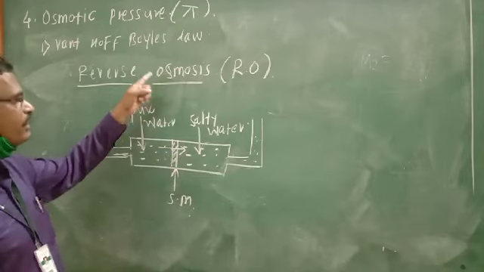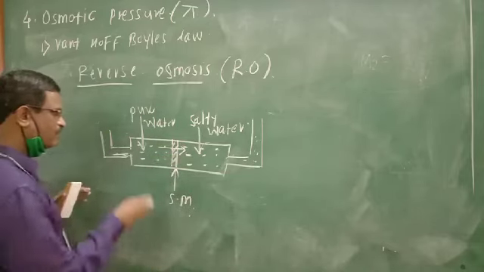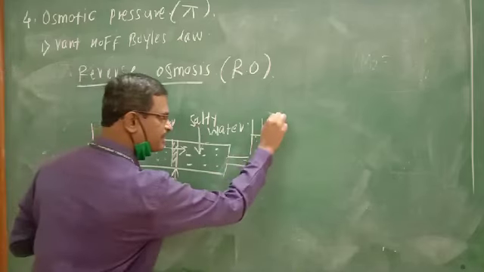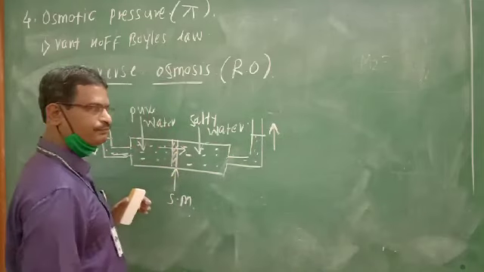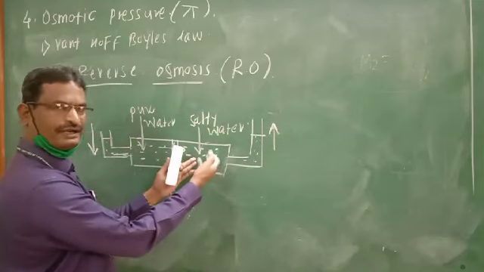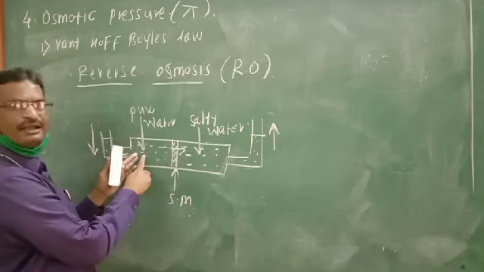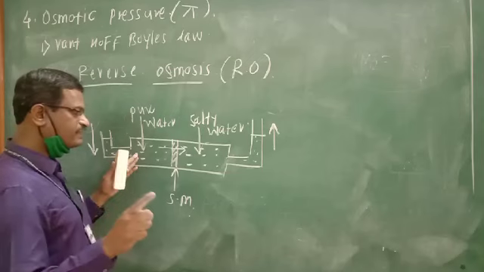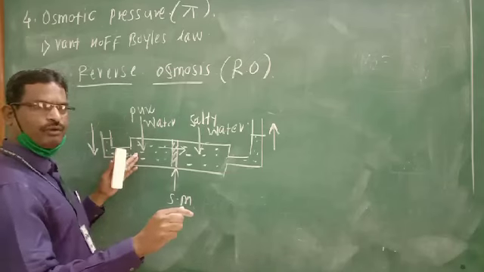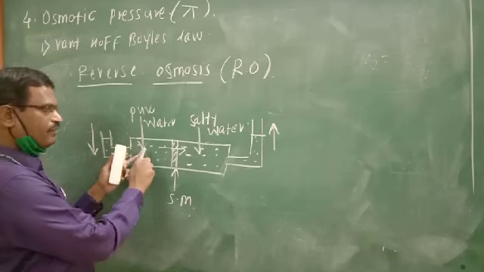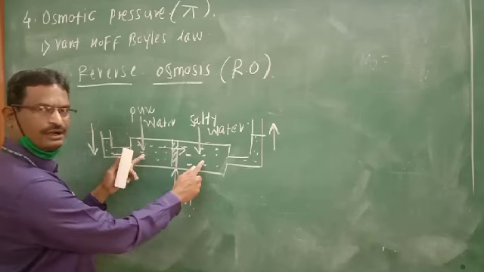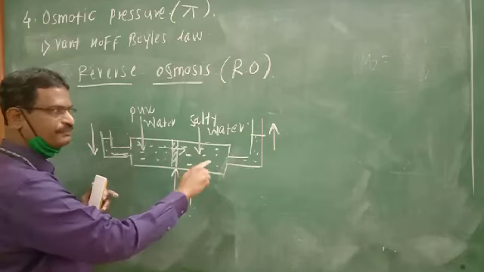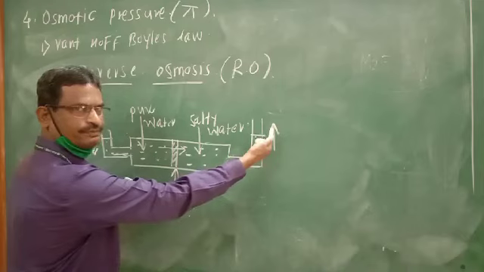But here we are studying reverse osmosis. Due to osmosis, what happens? This side piston comes down and this side piston goes up, because this side has a greater osmotic pressure and this side has a lesser osmotic pressure. Due to osmosis, there is unidirectional flow of pure water from this compartment to the salty water compartment, and this piston goes up.